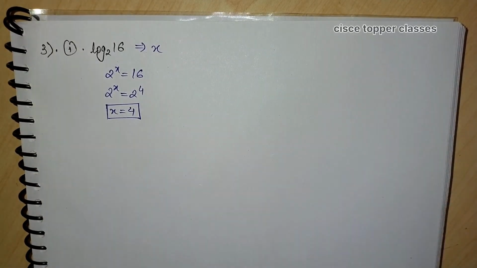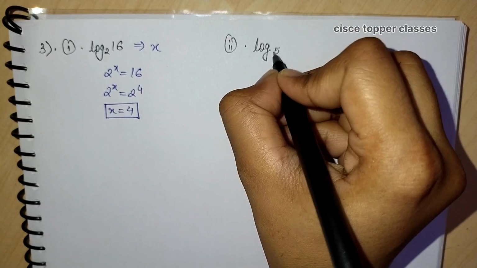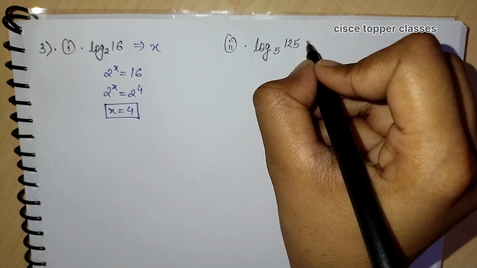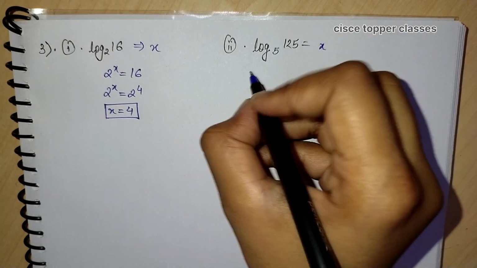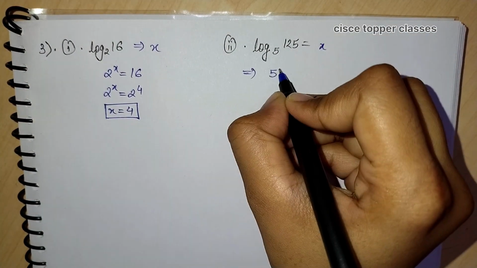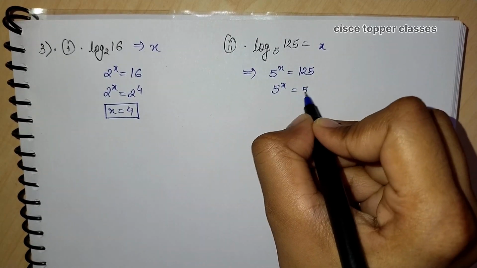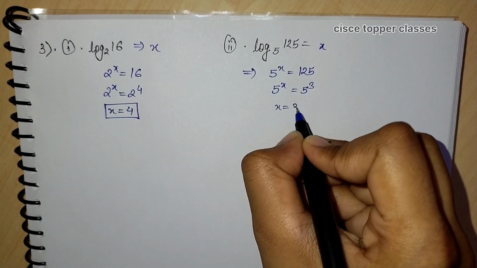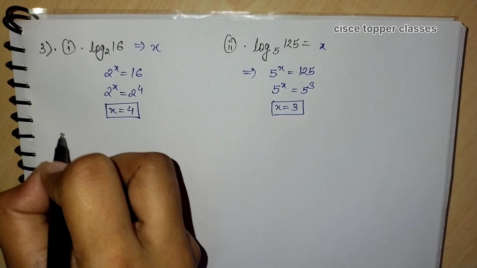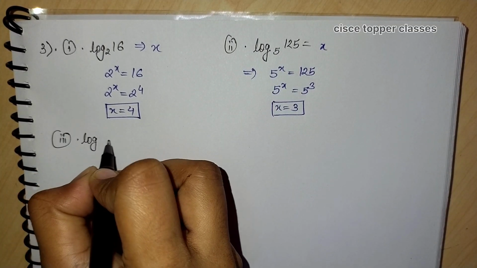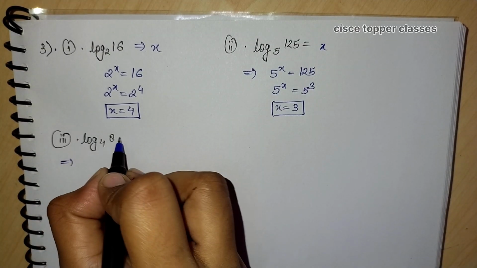And the second part here is log 125 with base 5. Put it as again x to find the value of this log. Firstly, we will convert it as 5 to the power x equal to 125. So it will be 5 to the power x equal to 5 to the power 3, and x will be equal to 3 from here.